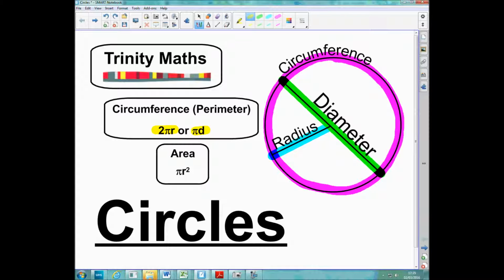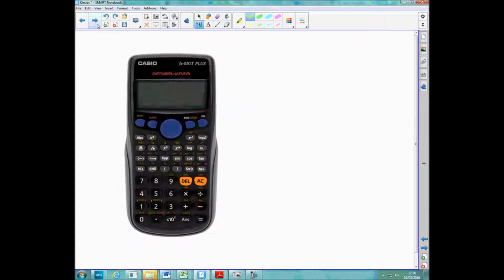There's only one formula, so you've only got one choice for the area, and that is pi times r squared. Just bear in mind that squaring a number means timesing by itself, not timesing by 2. Hopefully you'll notice that all of these formulae contain this Greek letter pi. Pi is a number that we can get on our calculator, and I'll quickly show you how to do this, and then we'll have a look at some questions.